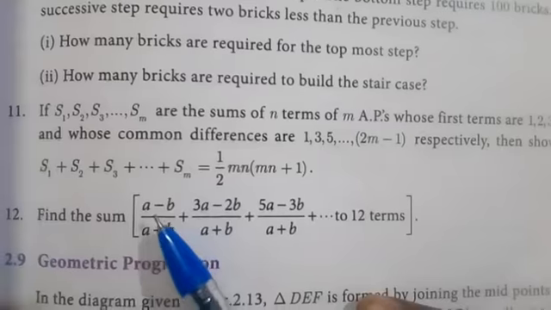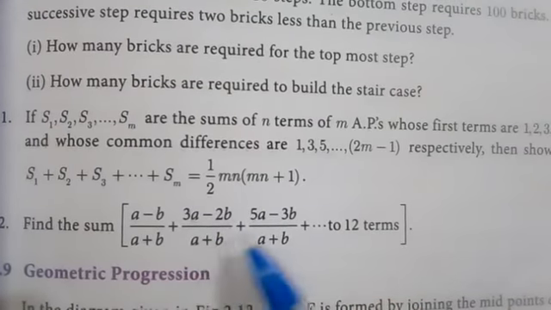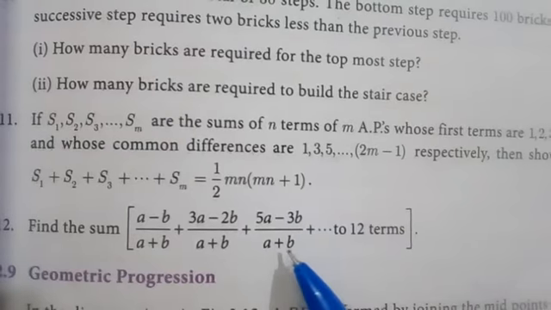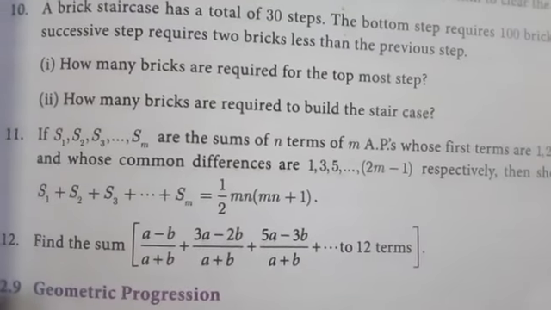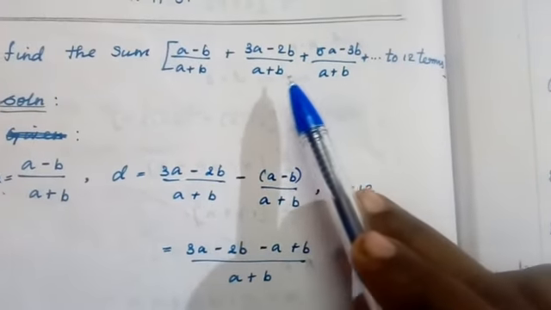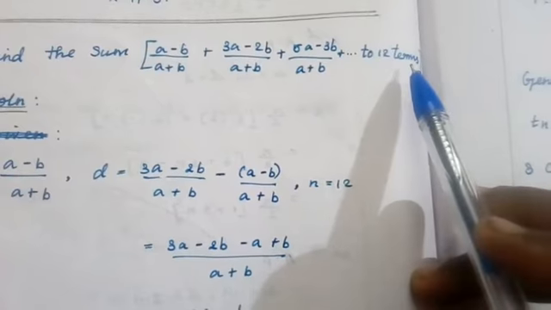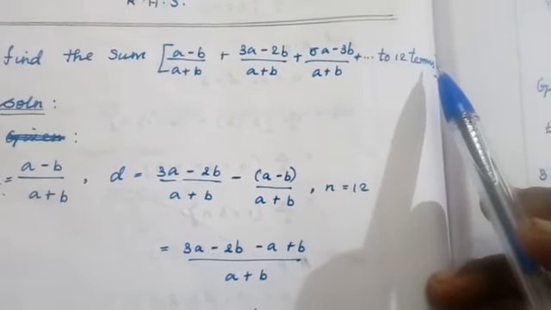12th problem. Find the sum a minus b by a plus b plus 3a minus 2b by a plus b plus 5a minus 3b by a plus b plus etc. to 12 terms. This is the given question. It is the first term, second term, third term, etc. In this series 12 terms are there.